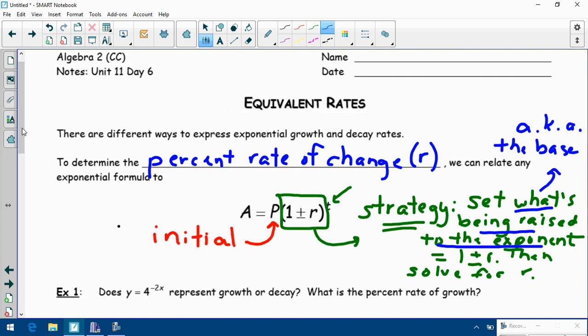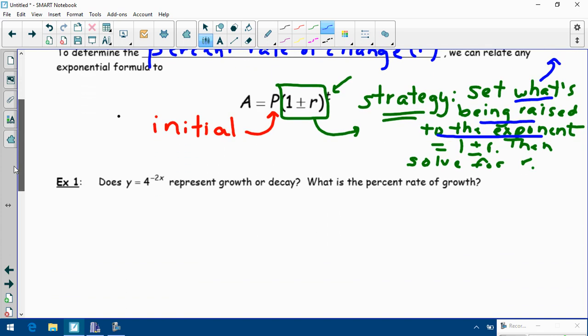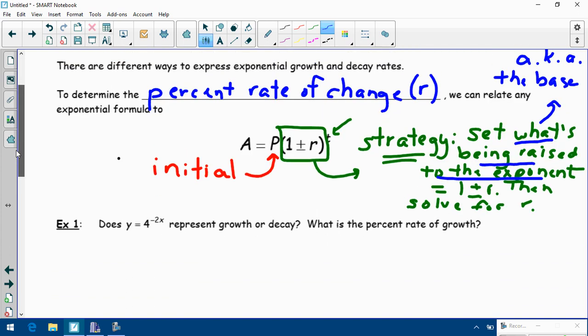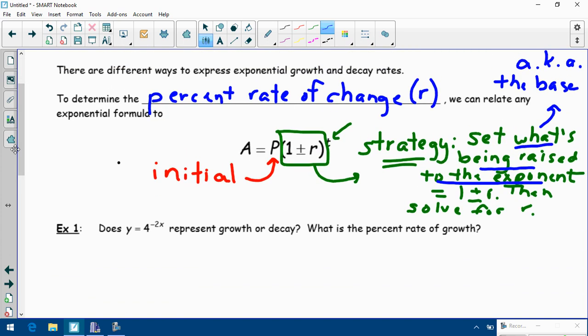Okay, so let's look at the first example. It says, does y equals 4 to the negative 2x represent growth or decay? What is the percent rate of growth? Okay, so first off, that y equals 4 to the negative 2x. Just what is the base there? The base is sort of 4, but it's being raised to the negative 2x. So we can't say just because the base looks like 4 that it's growth, because let me graph it.